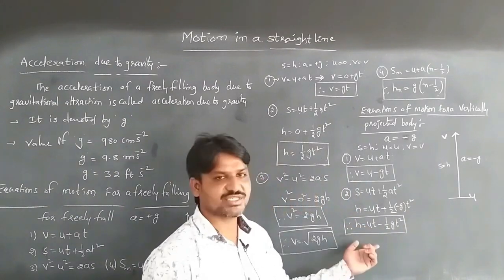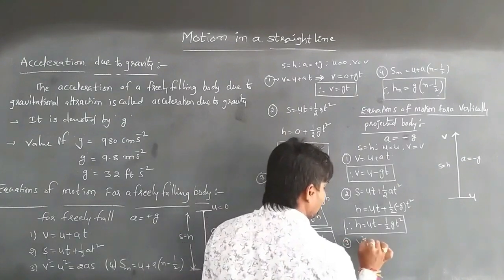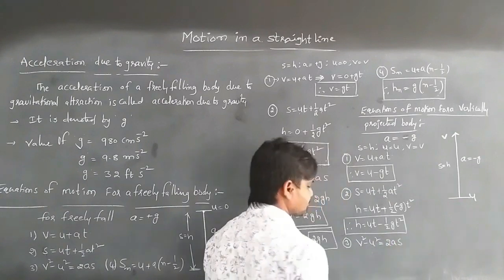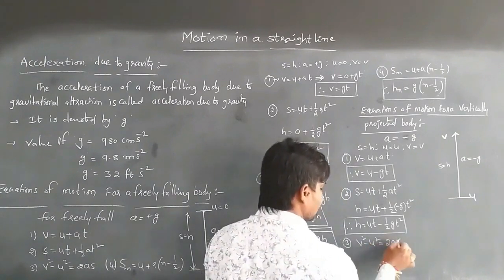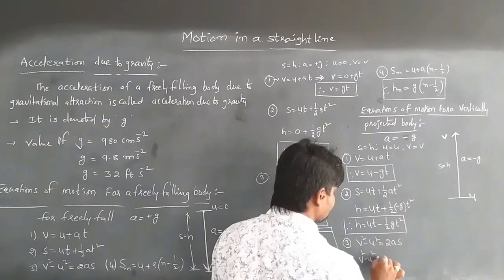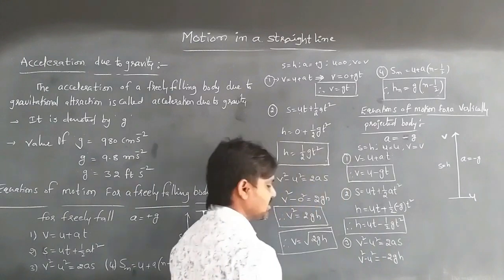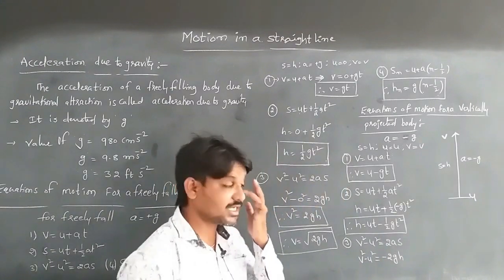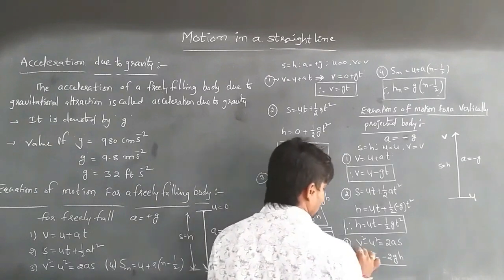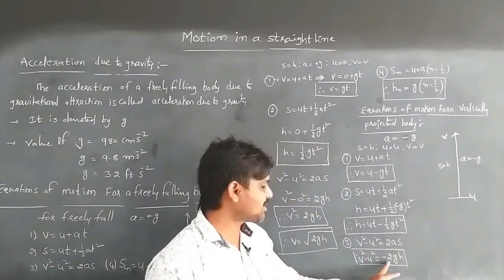for a vertically projected body. The third equation is v square minus u square is equal to 2as, which gives v square minus u square is equal to minus 2gh. This is the equation for the velocity displacement relation: v square minus u square is equal to minus 2gh.